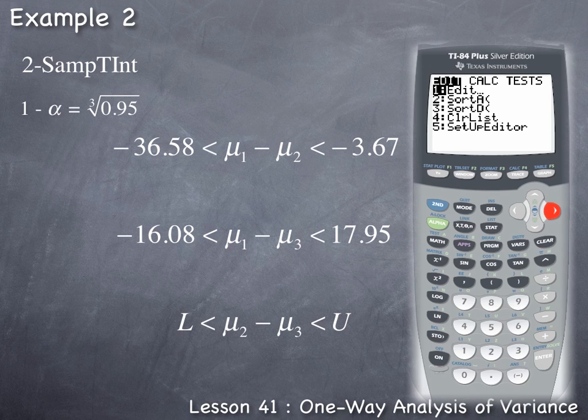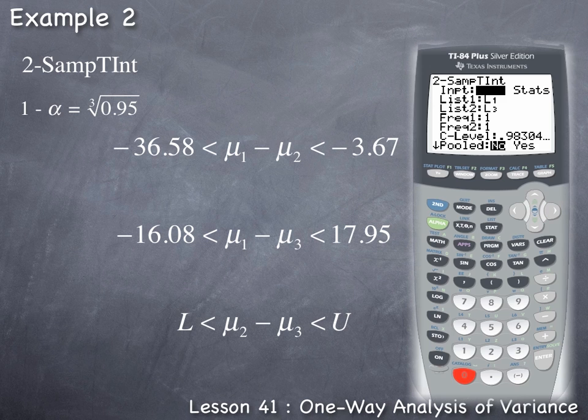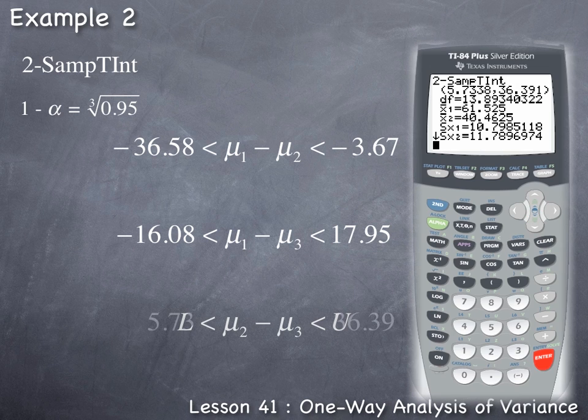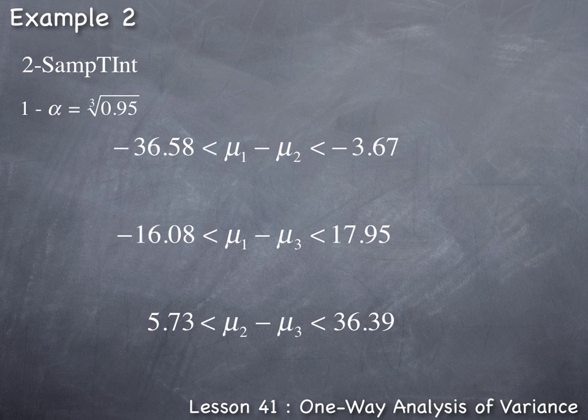Now for the third comparison, mu2 minus mu3, we press stat, arrow over to tests, and then we need to use the data in list 2 and list 3. Arrow down to calculate, press enter. And here we see the difference ranges from a positive 5.73 to a positive 36.39. So now we can use these results to reach a conclusion.